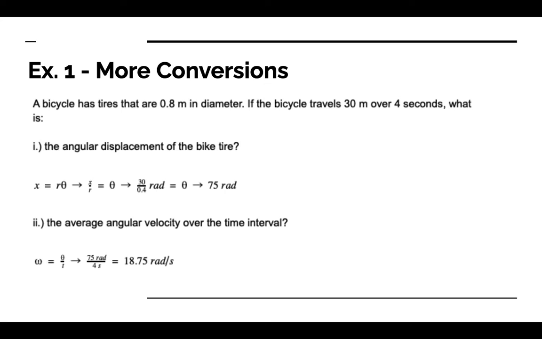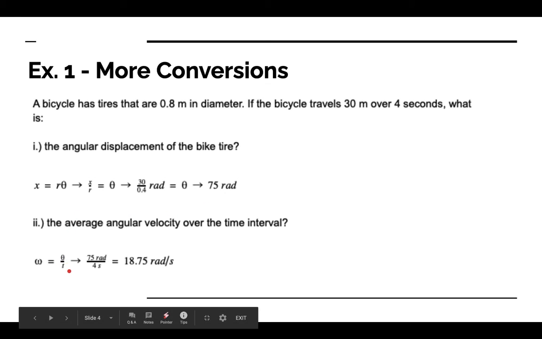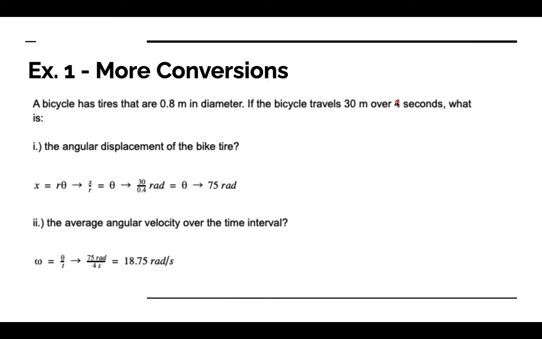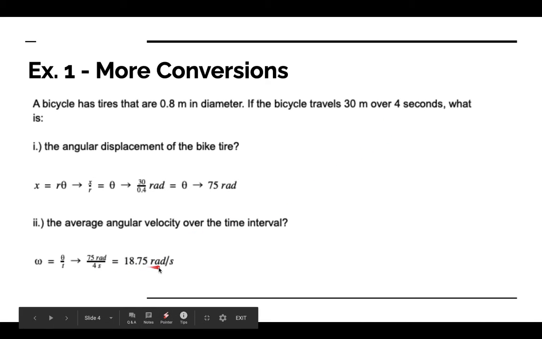Now 2 asks for the average angular velocity over this time interval. Angular velocity is equal to our angular displacement divided by time. So we need to take the 75 radians and divide it by 4 seconds in order to get 18.75 radians per second. The other way that we could do this is to calculate our average translational velocity first, 30 divided by 4, which would be a little bit over 7, and then convert that into angular velocity. Either way is equally valid for this problem.